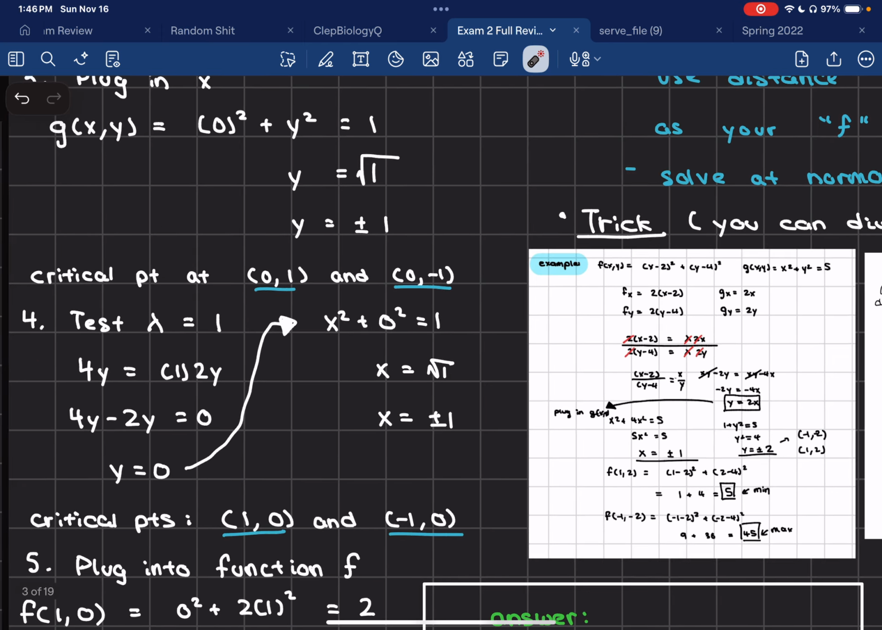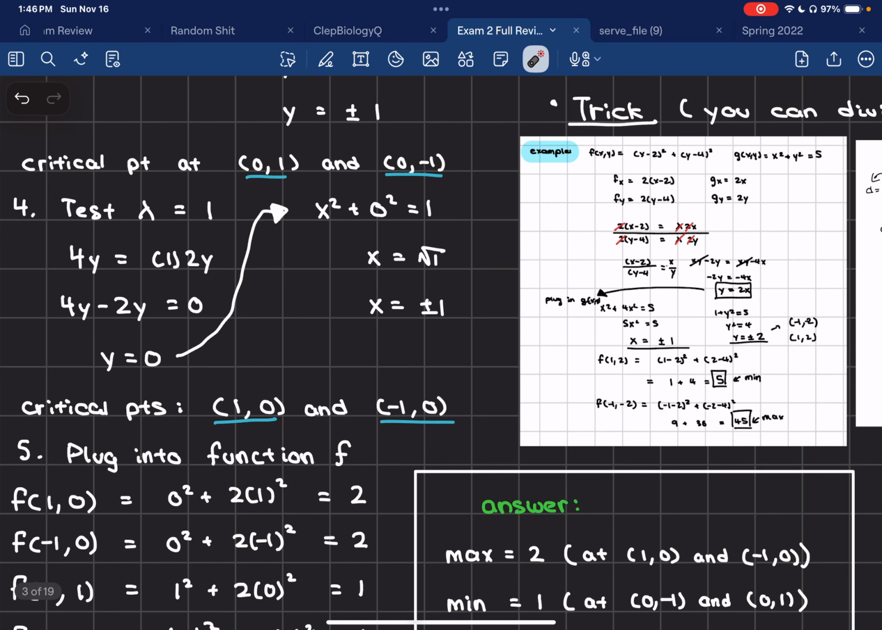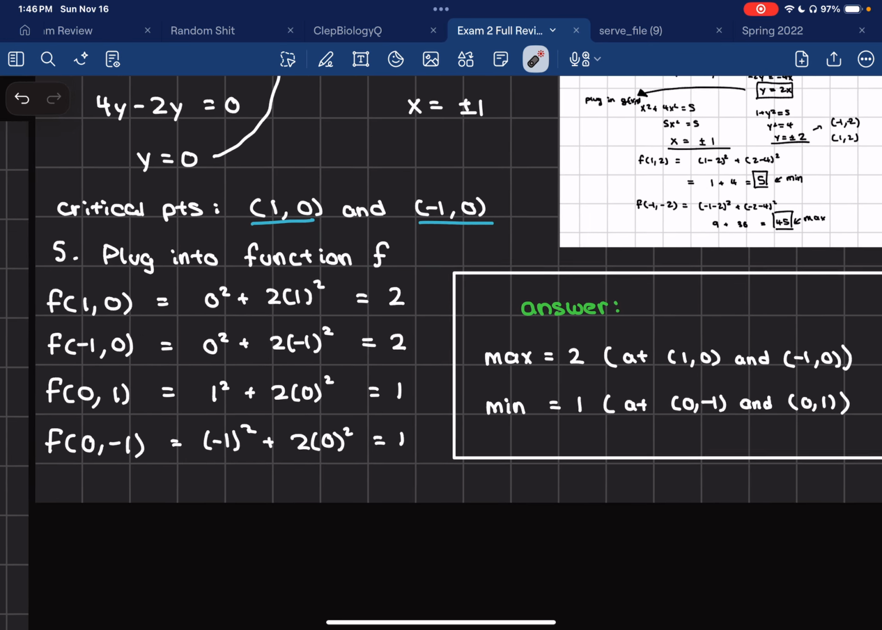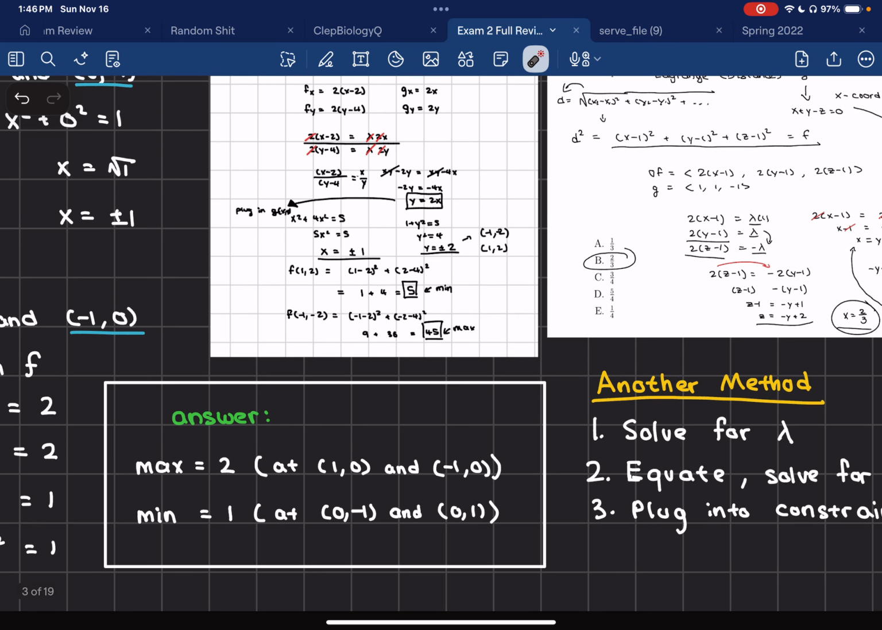Thus, I find my critical points at (0, 1) and (0, -1), and then I plug my lambda value back into the y equation to find what my y's can be equal to, and then I plug my y equation back into the g constraint in order to find what my x's could be, which gives me my second pair of critical points. Thus, after I plug it back into my original f function, I find that my answers are a max of 2 and a min of 1 occurring at these points.